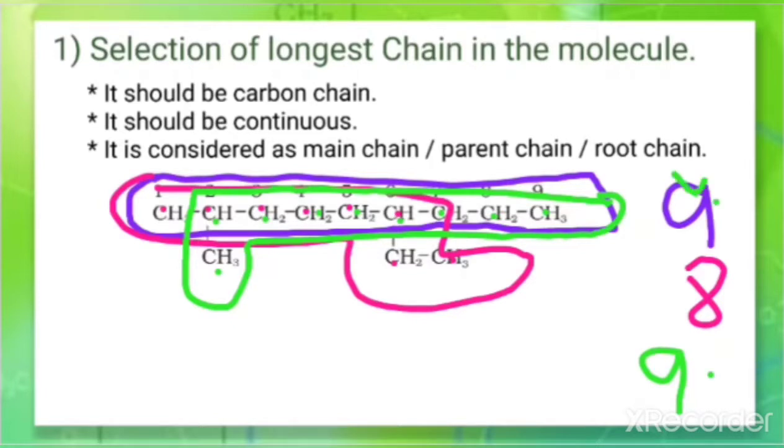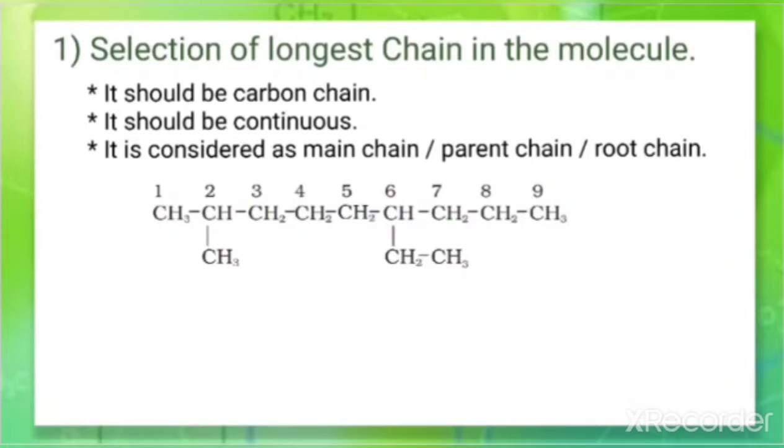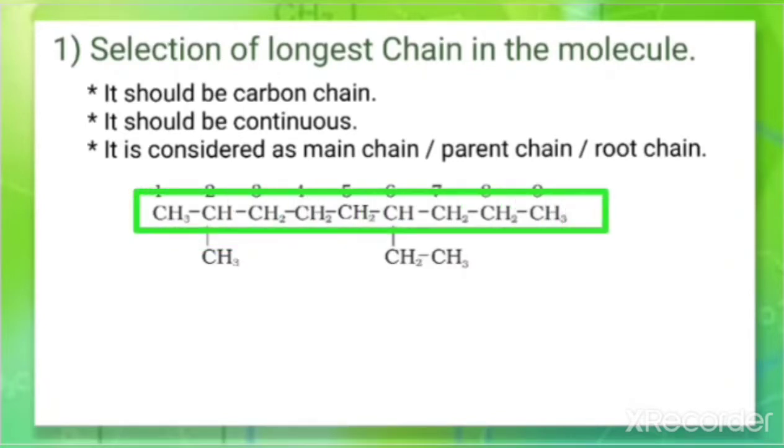So either you can select the 9 carbon chain which I made with violet color, or you can use the green color carbon chain. But in both cases, when you make the name, you will get the same name. So let us select which one is the longest chain here. The first chain we have selected is taken as the longest chain. So this is the longest chain; better make it in a box.